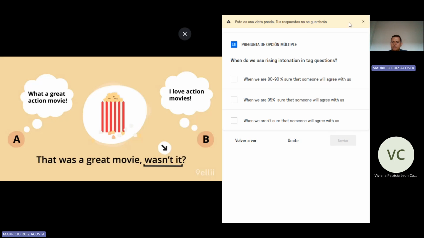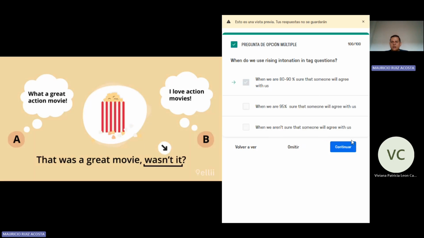Okay, was the score correct? When we are 80 to 90% sure that someone will agree with us, or when we are 95% sure that someone will agree with us, when we are unsure that someone will agree with us. What is the rising question? And what is the falling question? Okay, let's find out if it is. Okay, the first one is the correct answer.